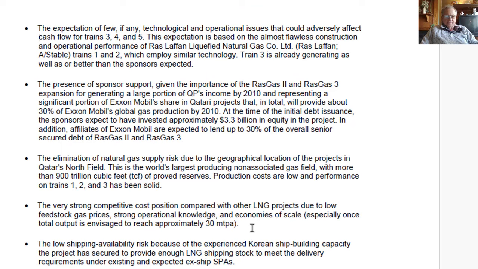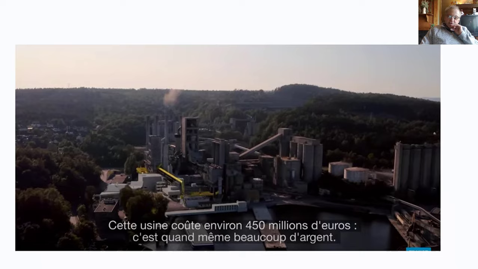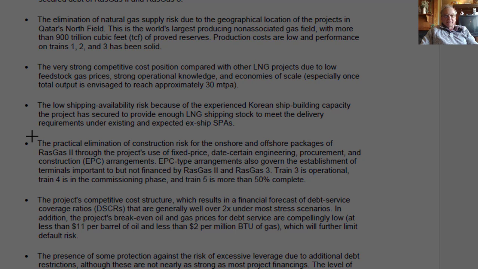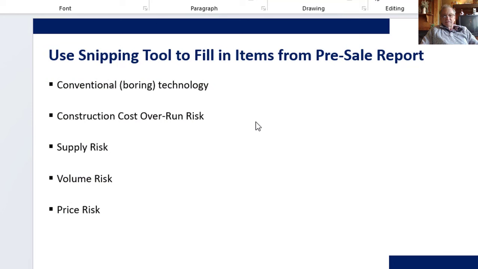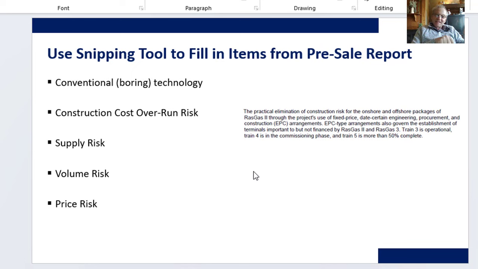And then they say we don't have any natural gas supply risk, shipping availability risk. And then they say, here, practical elimination of the construction risk. So all I want you to do is not look at this thing. I want you to copy this practical elimination of the construction risk and put it into the construction risk little category. I'm not sure if this is going to work. I just thought this is almost too easy.